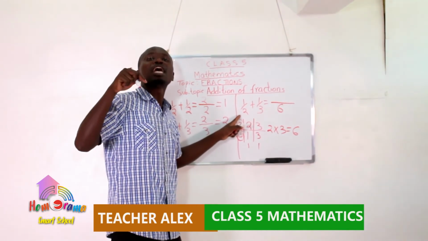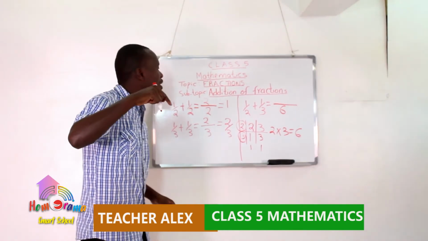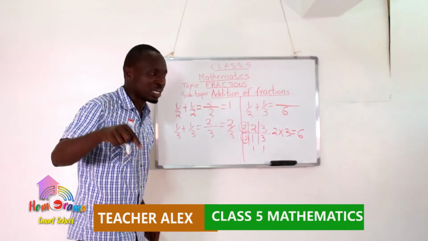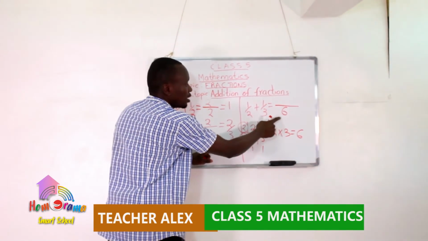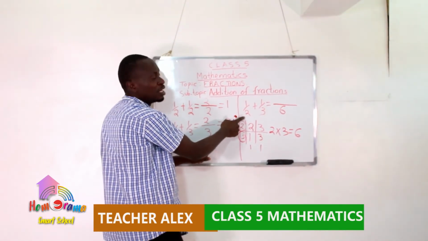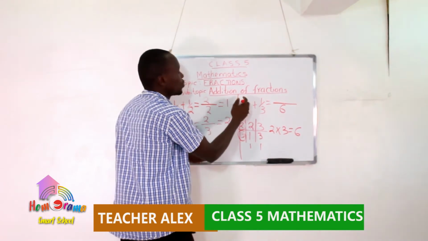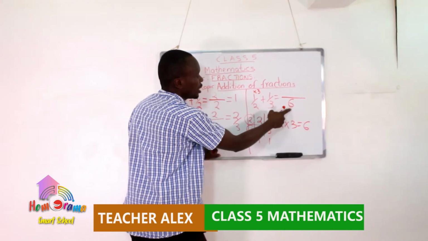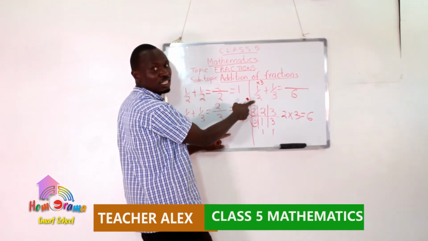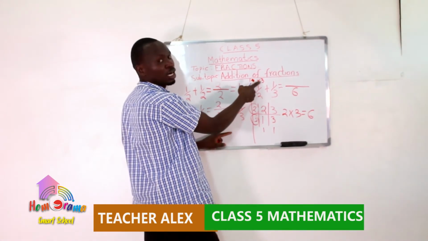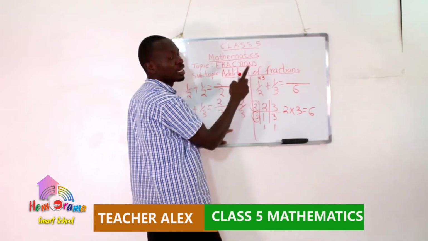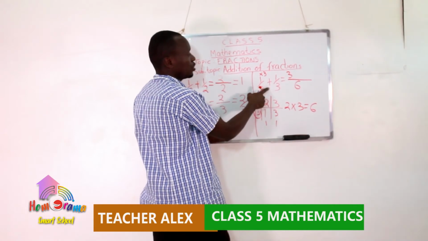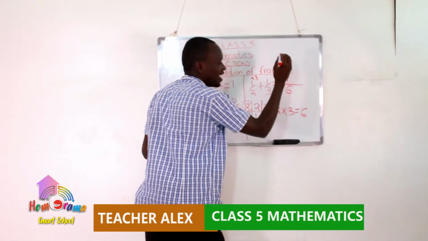The answer I get, I multiply with the numerator of the same fraction. So 6 divided by 2 is 3, then multiply it with this 1. 3 times the numerator: 3 times 1 is 3. I write it here. And then this is addition, so I bring the addition sign here.